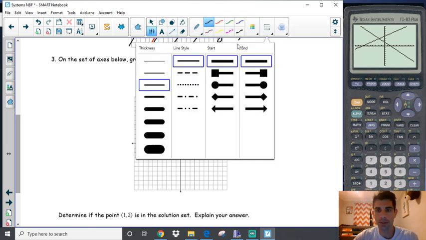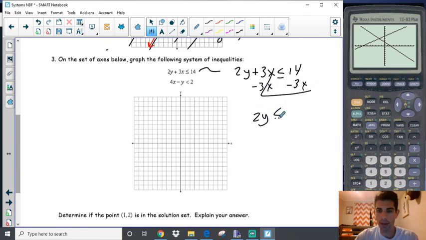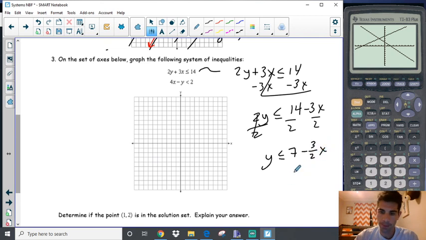Same idea. Let's go ahead and solve for y. So here's 2y plus 3x is less than or equal to 14. Subtract 3x on both sides. 2y is less than or equal to 14 minus 3x. So notice I did it a little bit different. The other one I did the x first. Here I didn't. I said 14 minus 3x. Doesn't really matter. Divide everyone by 2. So that's going to be 7 minus 3 over 2x.